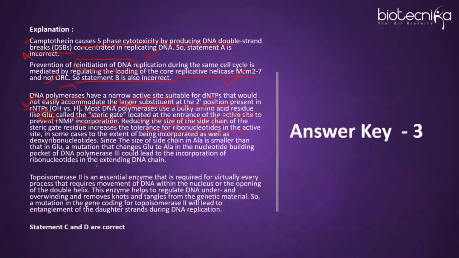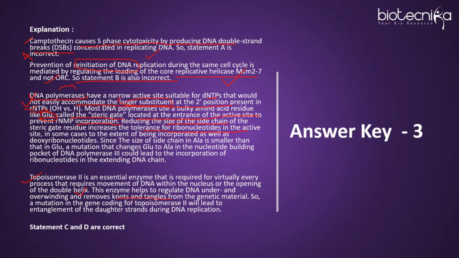And coming to option D, the explanation given here is that topoisomerase II is an essential enzyme that is required for virtually every process that requires movement of the DNA within the nucleus or the opening of the double helix, right? Everybody knows this. So this enzyme helps to regulate the DNA under overwinding of the DNA helices, and it removes the knots and tangles.